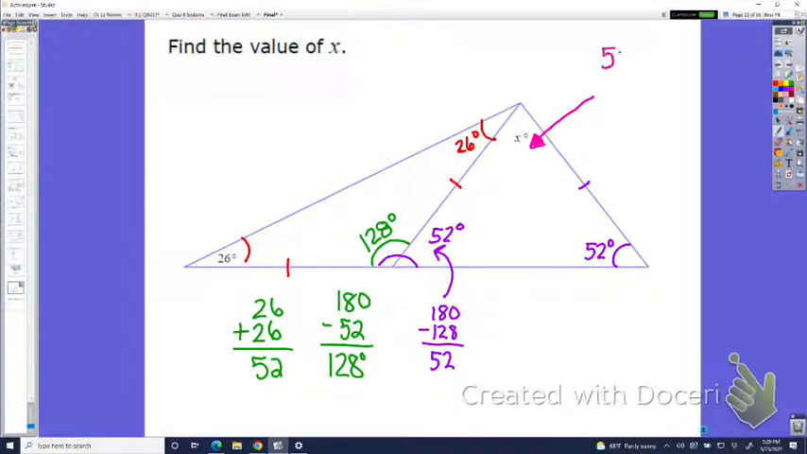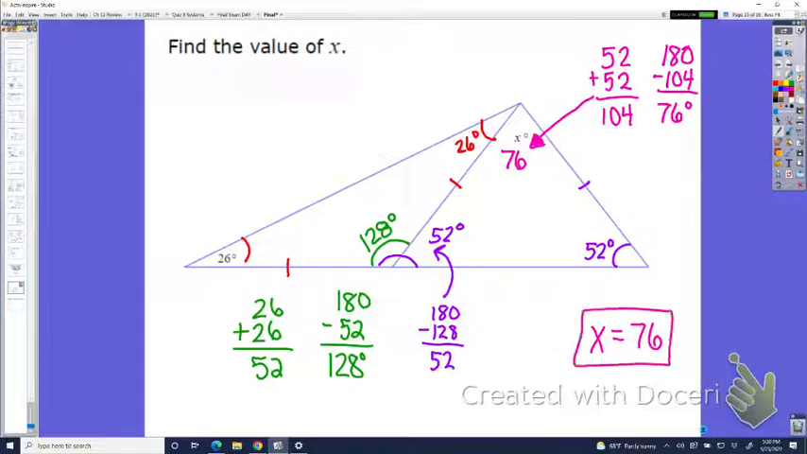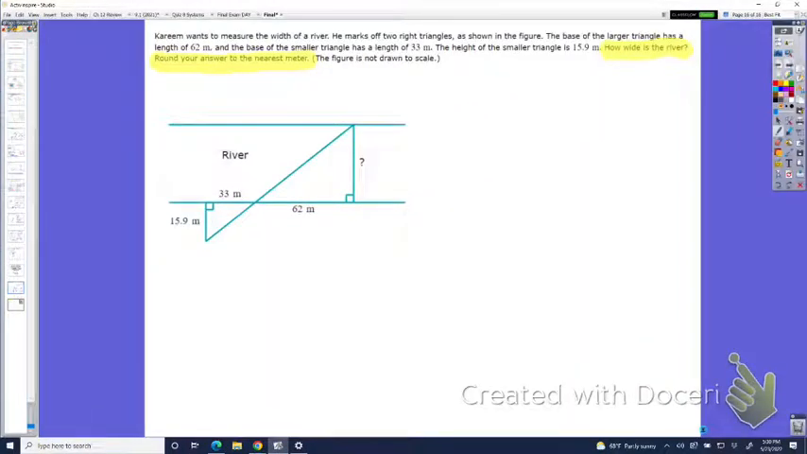So 52 plus 52 is 104. Subtract 104 from 180. 76. So X equals 76. So when two sides are equal, that's an isosceles triangle, and that means two angles are congruent. And this should be the last one, I think.